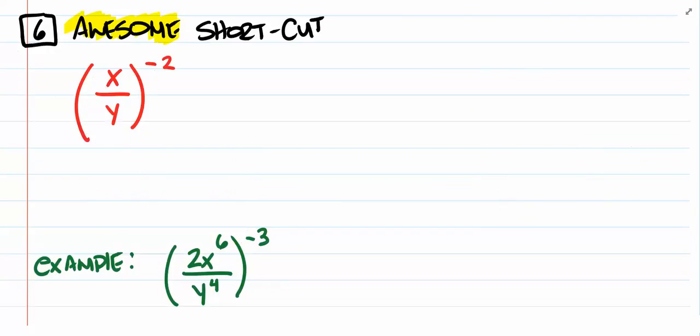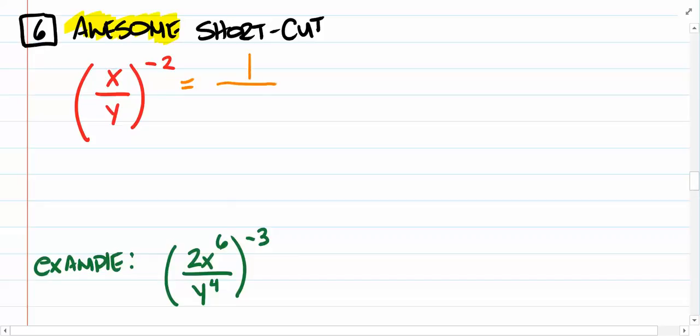Okay, box number 6 is what I call an awesome shortcut. Whenever you are given a quotient and it's raised to a negative exponent, the rule says to do this, okay? We proceed as we would normally. This would be 1 over x over y to the positive 2 power. Because remember, if I take anything to a negative exponent, it's 1 over that same base to the positive exponent.